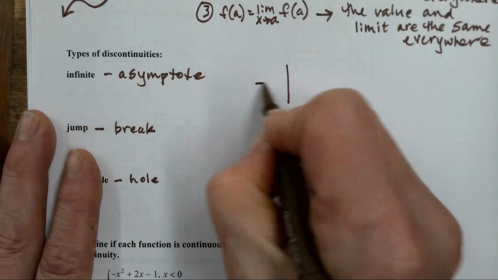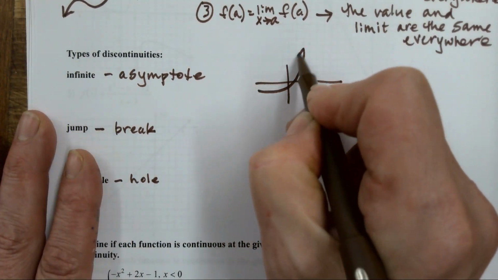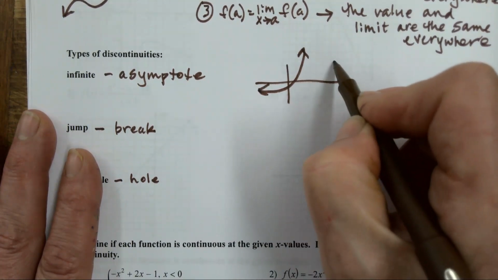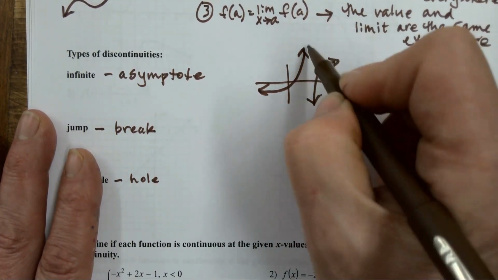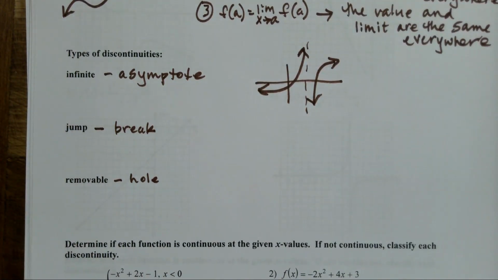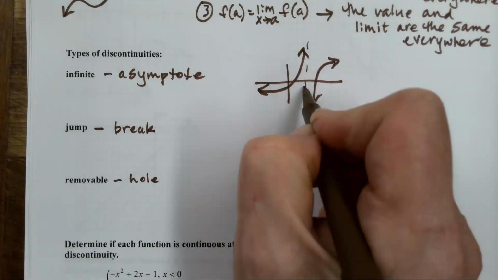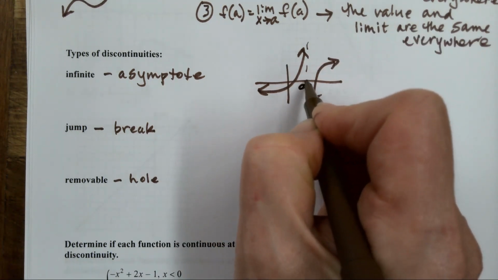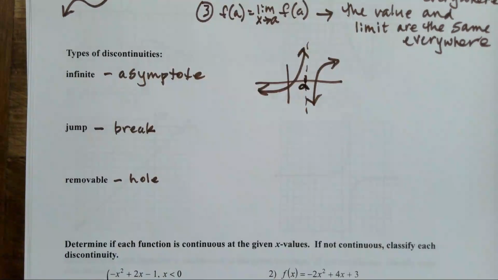It looks like a graph that has an imaginary line blocking part of the graph. We all know that. We've seen those before. If I see that in the graph, at whatever this location is, I'll call this A right here. At this location, it doesn't have a value, it doesn't have a limit, so there's no way they can both be equal. So it blows all three of those.